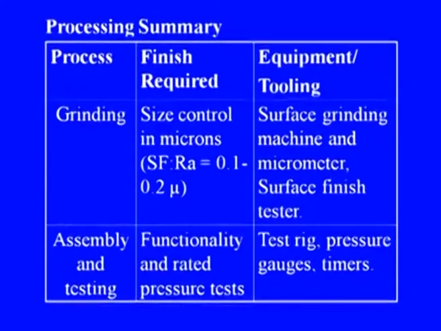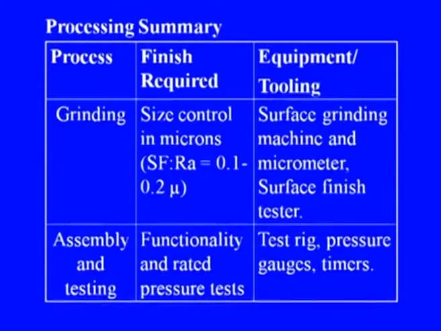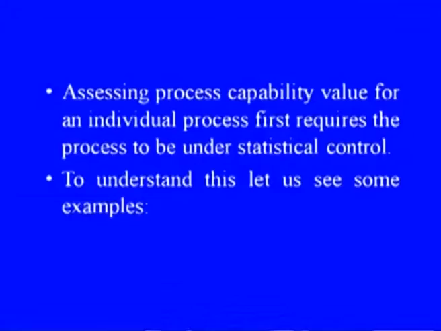And finally, the assembly and testing, in which the functionality and rated pressure test will be done. Here the required tooling may be a test rig, then pressure gauges, timers, etc. Let us now see one more example on the process capability to understand the concept.